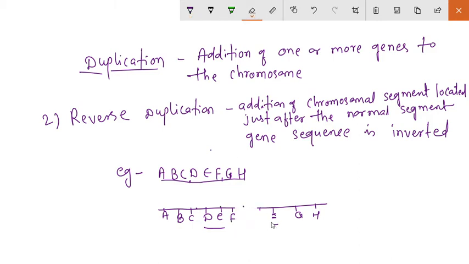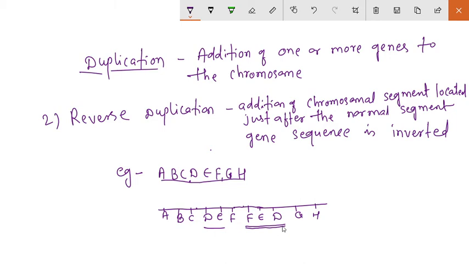So instead of DEF, now it is FED, this part. Okay, so this duplicated part, it is in a reverse sequence. उलट्या sequence मध्ये DEF च्या ऐवजी FED असं त्या ठिकाणी झालं. So that is known as the reverse duplication.